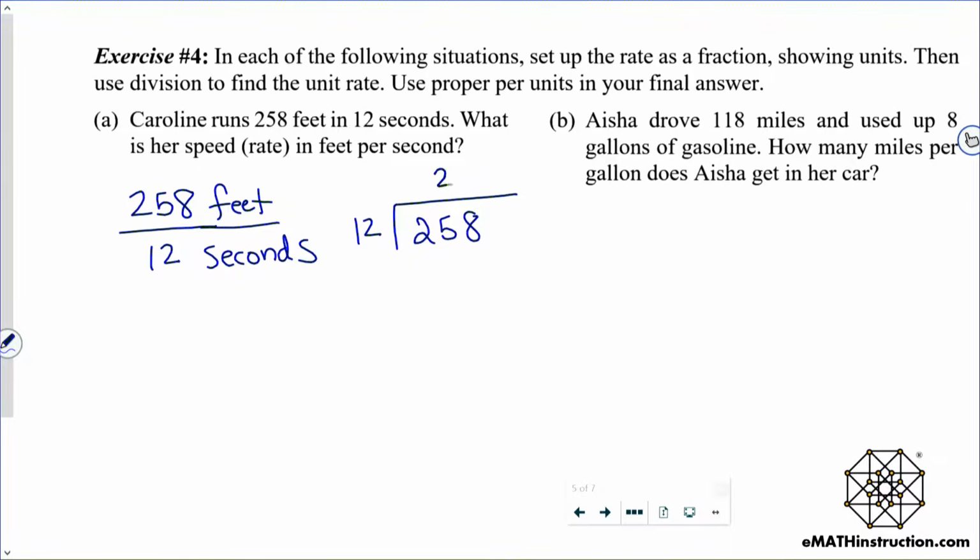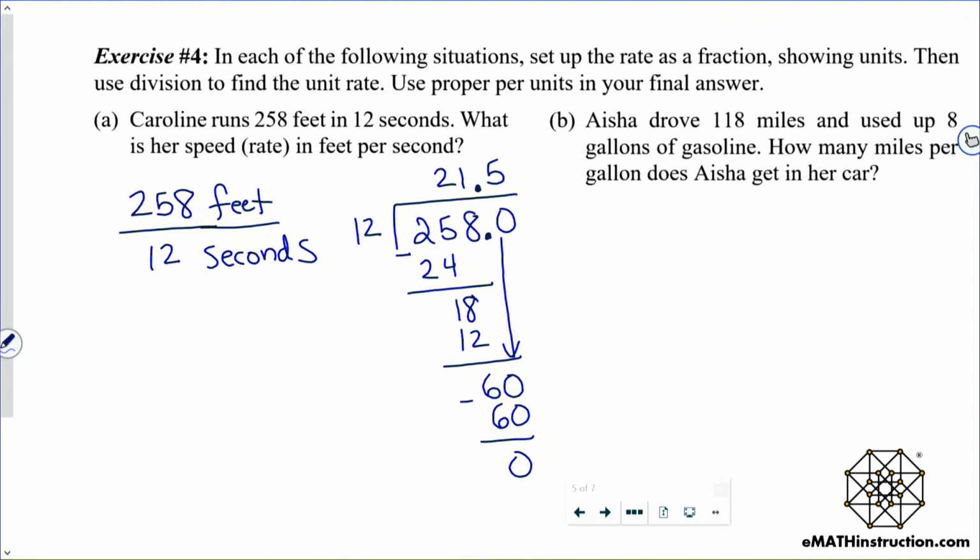Okay, 12 goes into 25 2 times. That gives me 24. Do a subtraction. I get 18. 12 goes into 18 1 time. 12, that leaves me with 6. So now I have to add a little decimal on. I'm going to drop that down into a 60. 12 goes into 60 5 times. 5 times 12 is 60. And when I subtract, 0. So I get 21.5 feet per second.